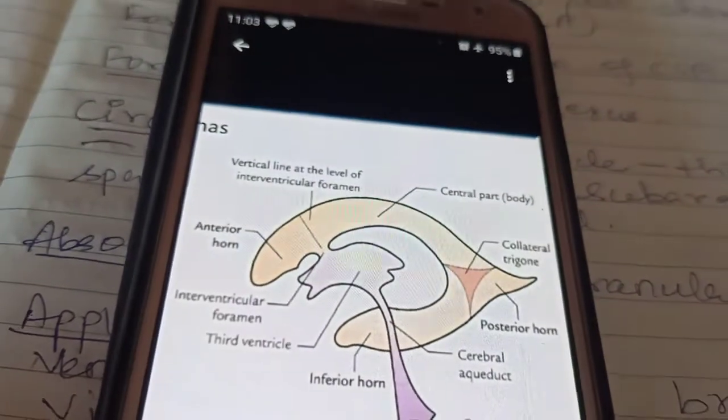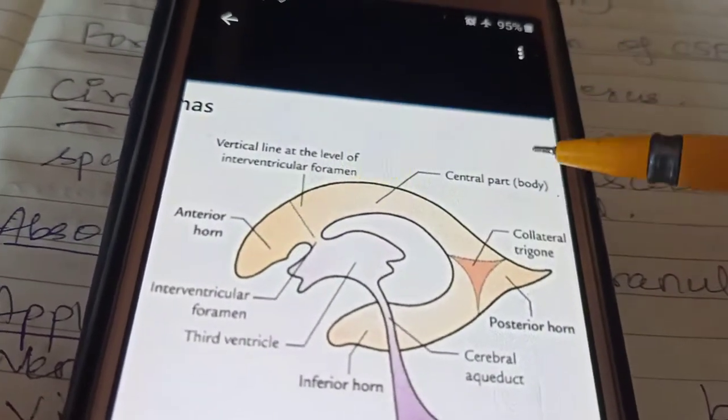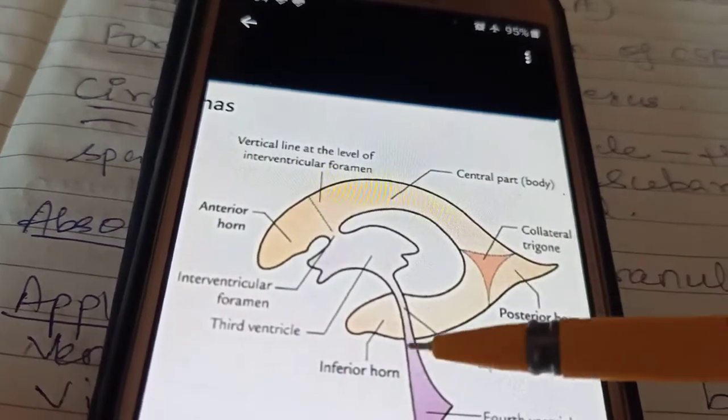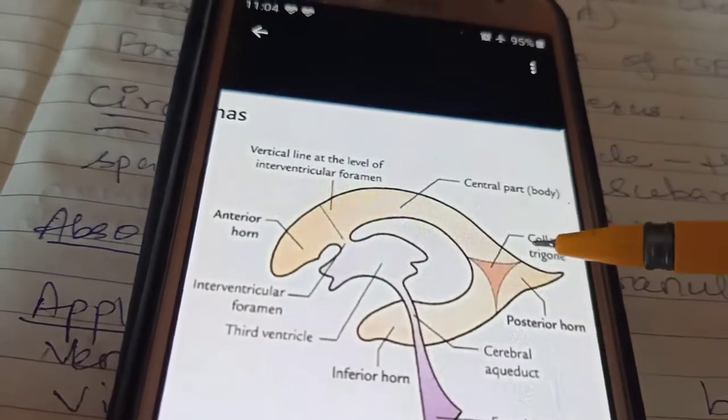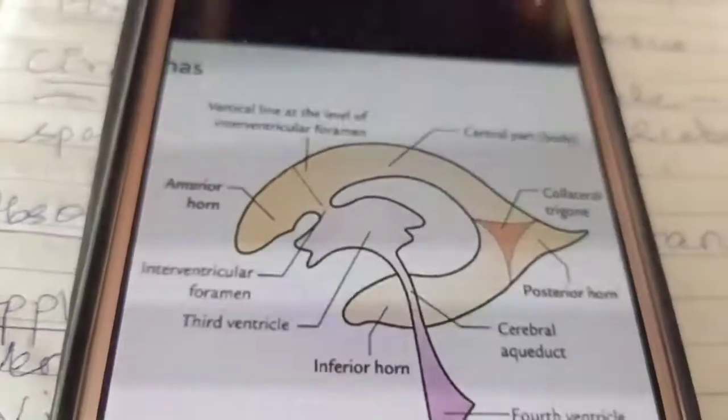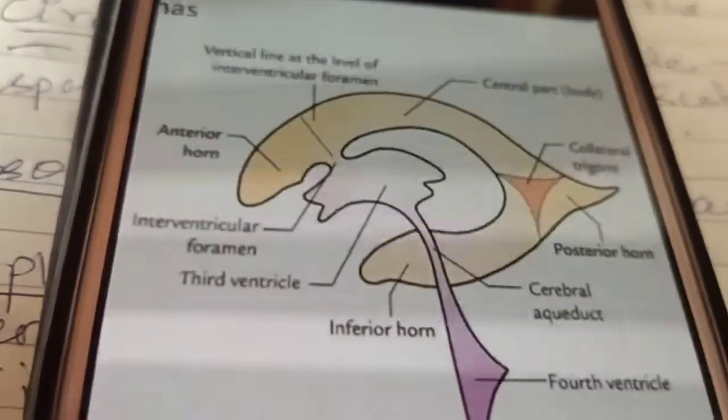Okay. So there is a trigone, known as the collateral trigone, where the central part, the posterior horn and the inferior horn meet. That is the collateral trigone. Now, what are the presenting parts?